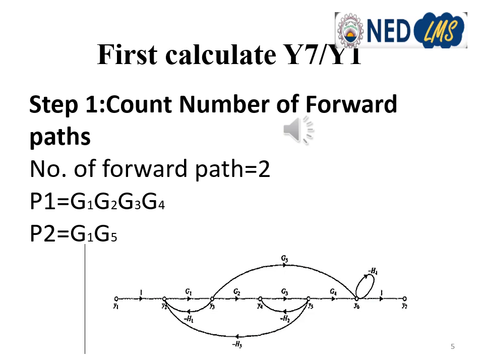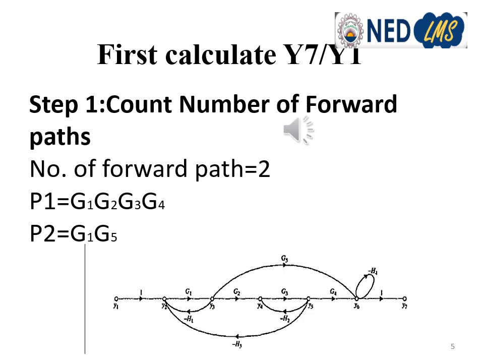another forward path is from y1 to y2, then y2 to y3, then y3 to y6 and then y7. So along this path you have two branches, G1 and G5, and the rest of the two branches have gain 1. So the product of all these branch gains will be G1, G5. So here we have two forward paths. There is no other forward path.